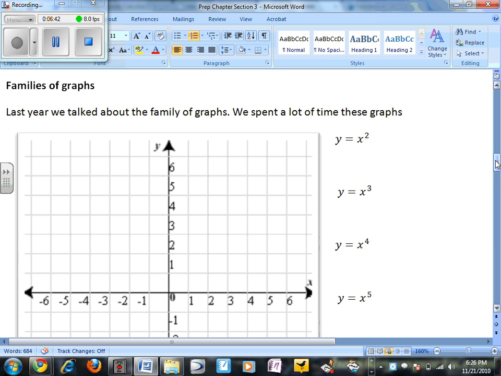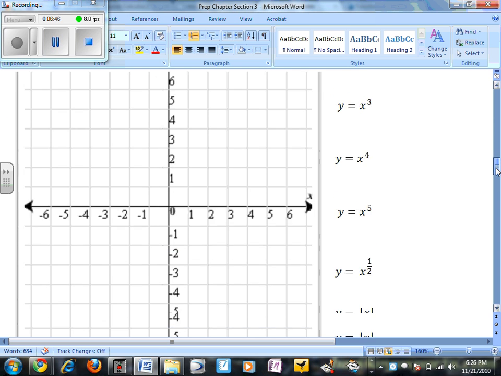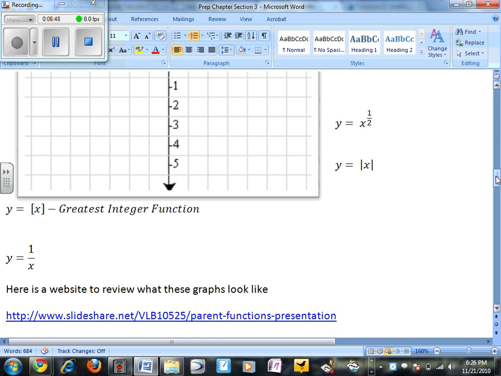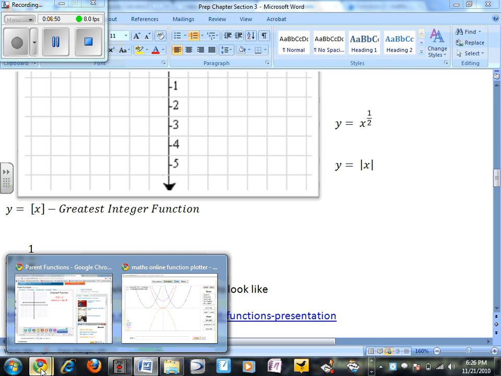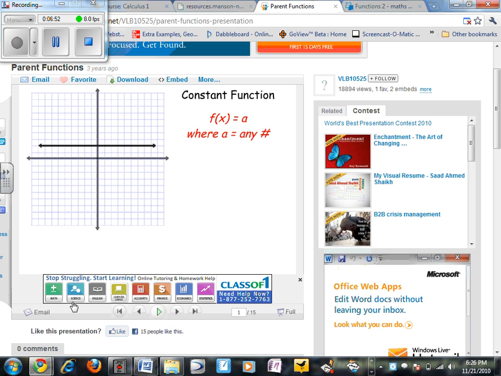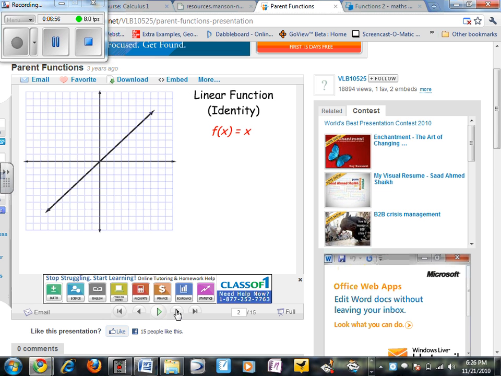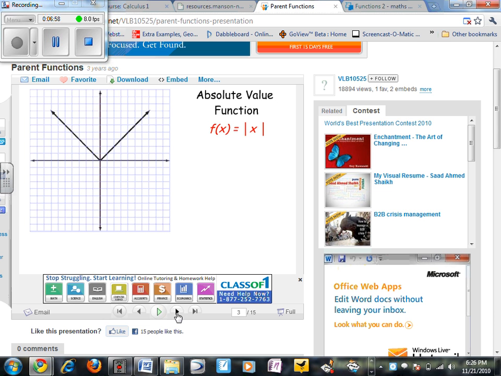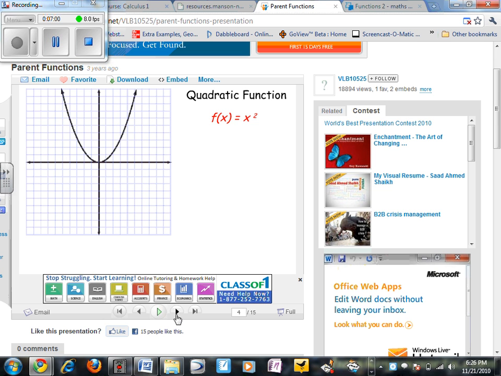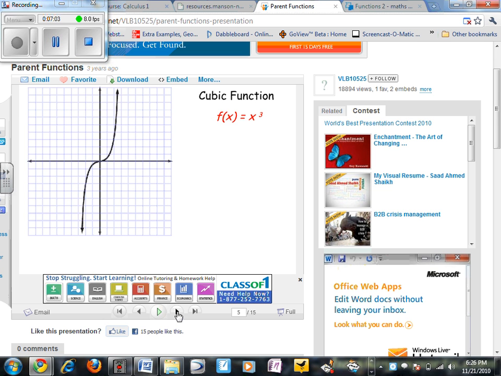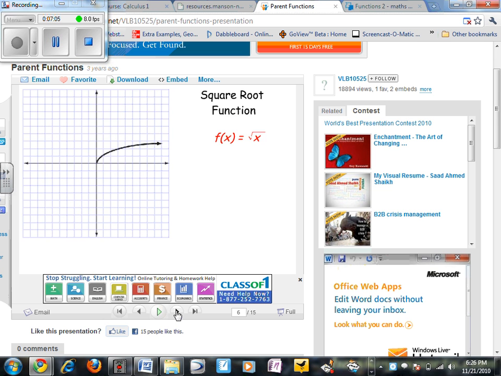Families of graphs. Last year we talked about families of graphs quite a bit. Hopefully you remember them. I gave you a website here on your notes that I'm going to show you right now that goes through all your families of graphs. That's just a line. Absolute value function is a V. X squared is a parabola. X cubed is a disco dancer.